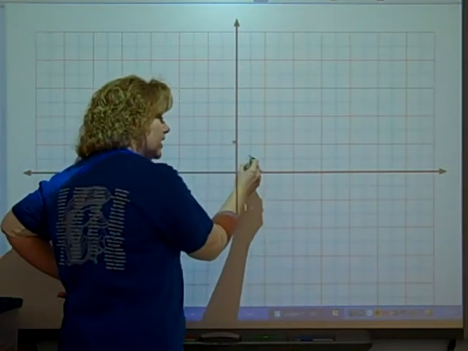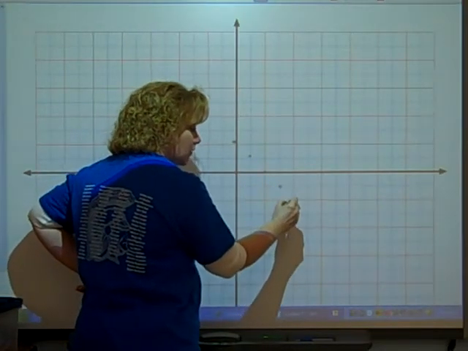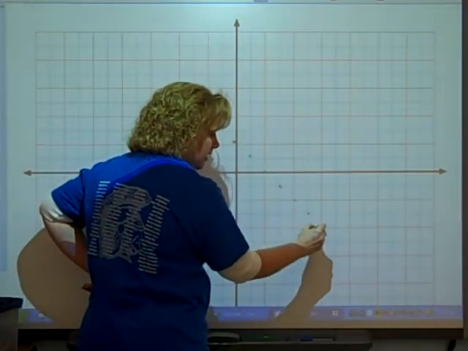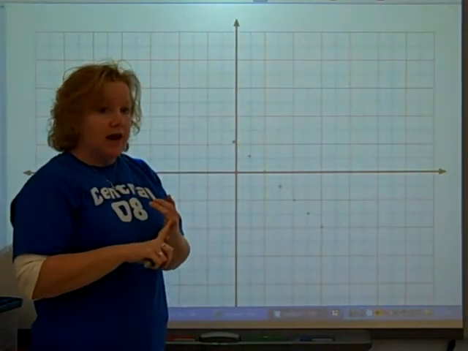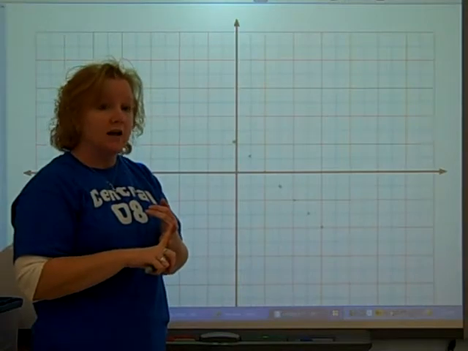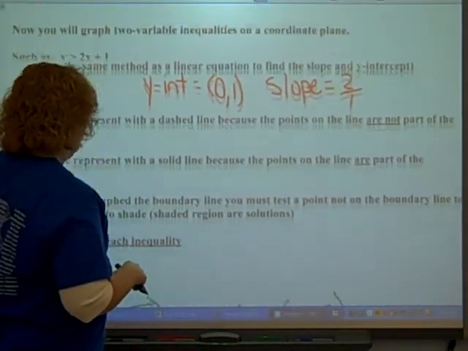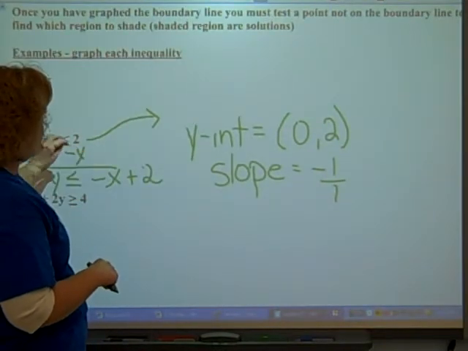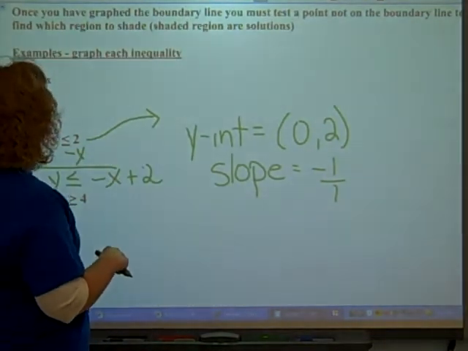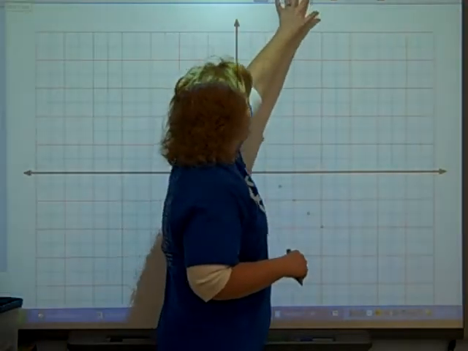And then remember to make a nice line. Let's keep doing that. Down 1 over 1, down 1 over 1. Dashed or solid line? Travis? Solid. And so remember, when you're looking at that, because there's a bar there, that means that all of the answers on the line are going to be included, and so we make a solid line.